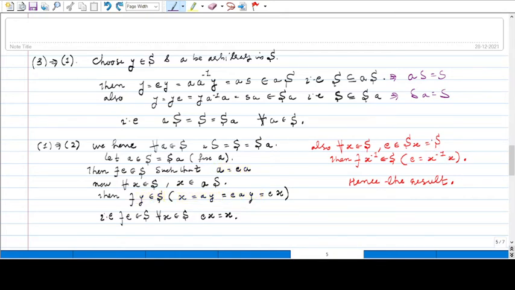So you can go back and understand this proof once again. It is a little tricky, but not difficult. Okay, so that is the result. This result is very crucial. We will be using this in the coming results, observations and propositions.